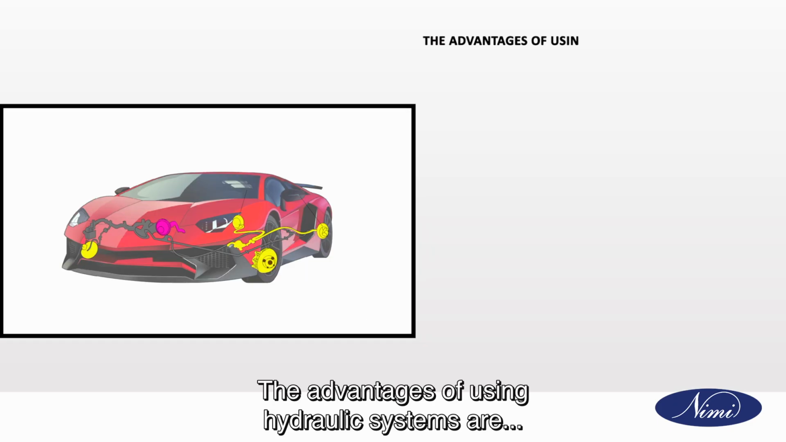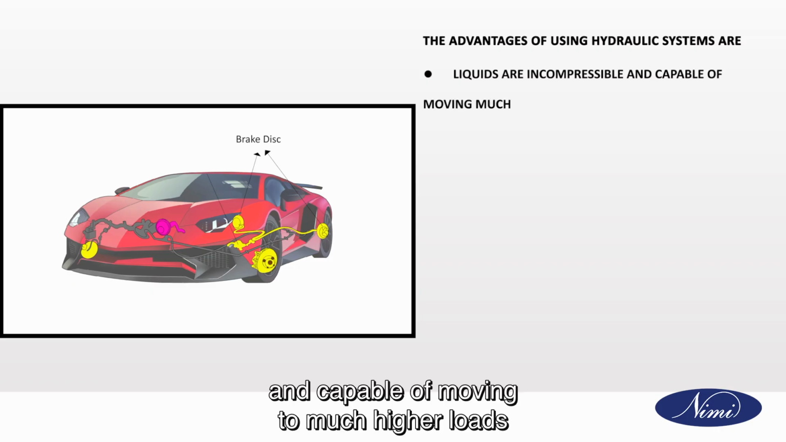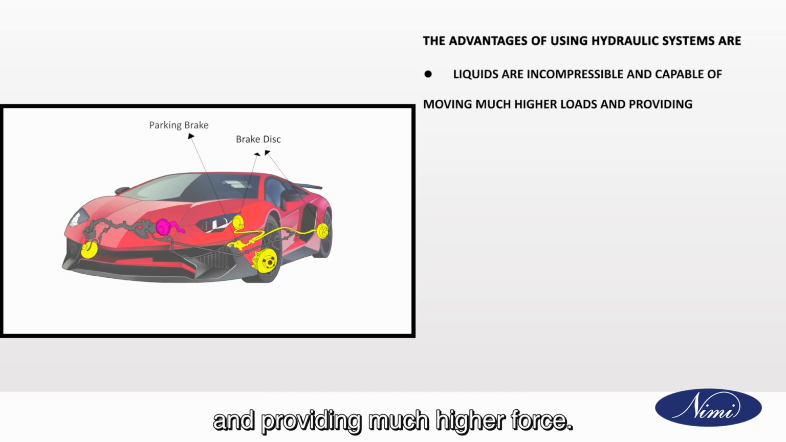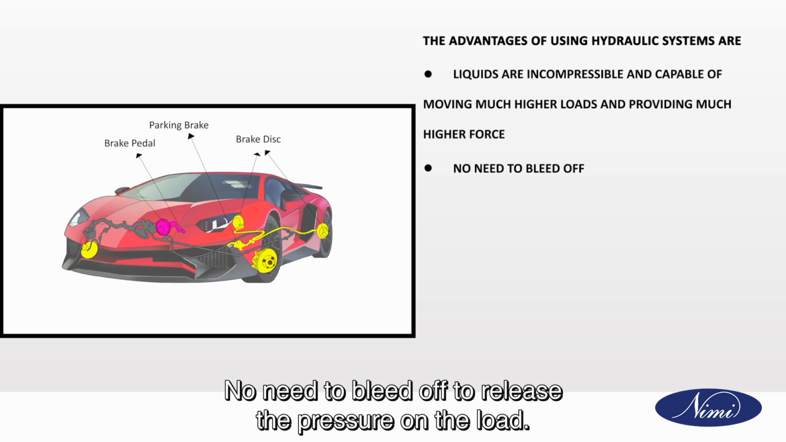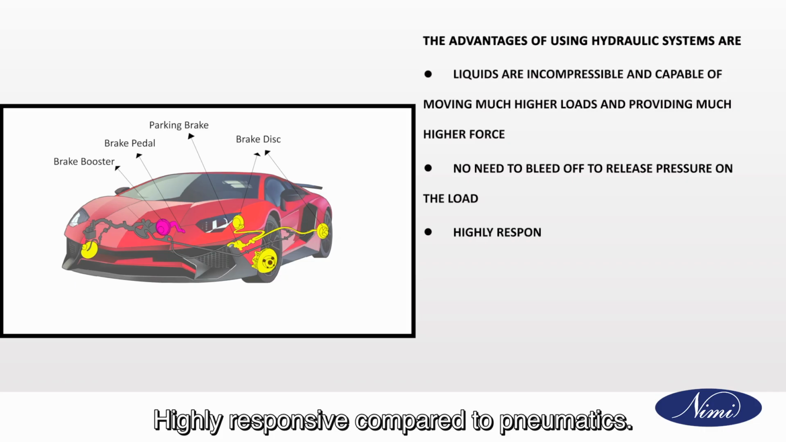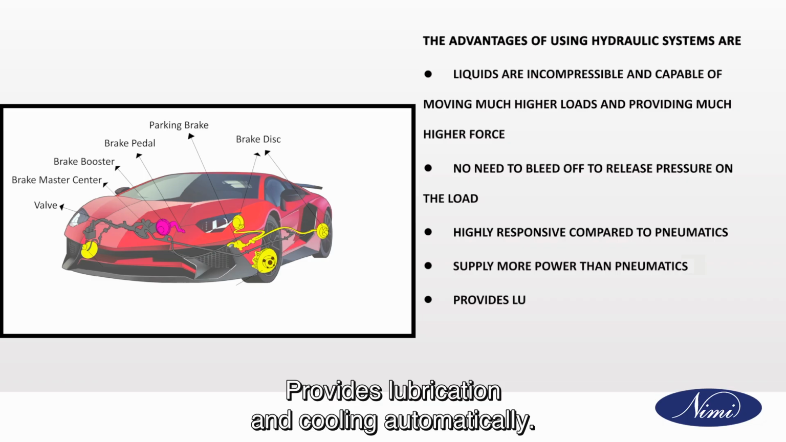The advantages of using hydraulic systems are liquids are incompressible and capable of moving to much higher loads and providing much higher force. No need to bleed off to release the pressure on the load. Highly responsive compared to pneumatics. Supply more power than pneumatics. Provides lubrication and cooling automatically.